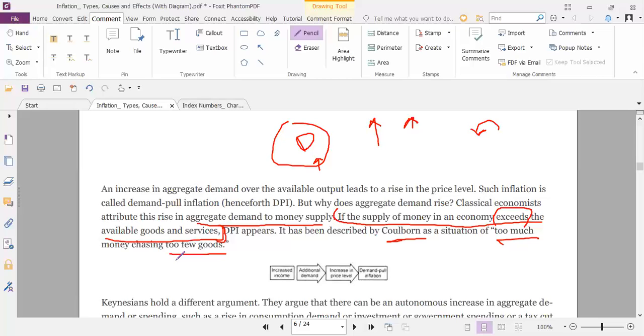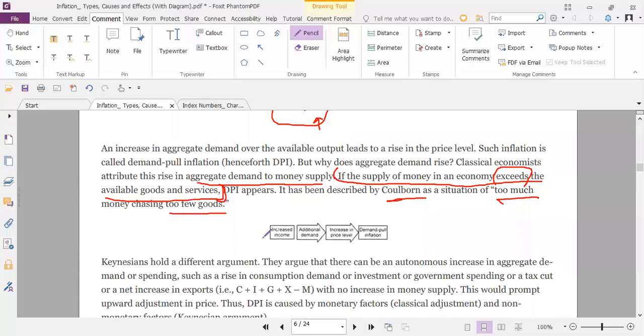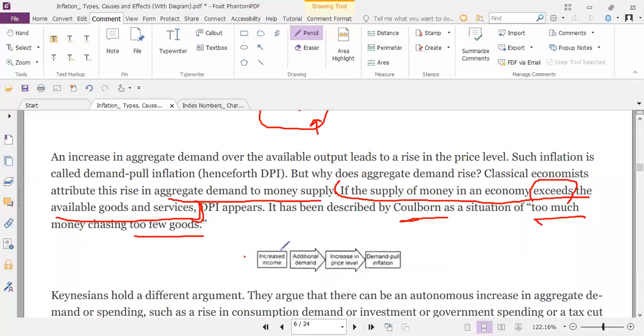See, you can see one flow chart here. So increase in income. If the income is increasing, then what happens? Additional demand. Your demand will go up. Then this will lead to an increase in price level. If demand increases, prices will increase. Then this will lead to demand pull inflation. So this flow chart is important actually. You can always make use of this flow chart in your answer writing. This will fetch you more marks.